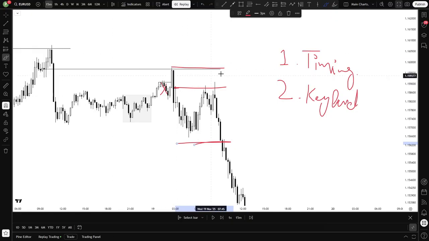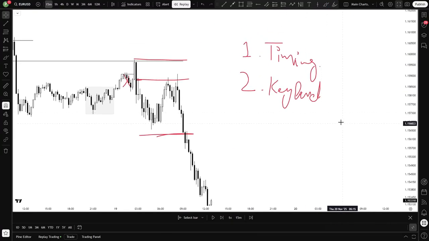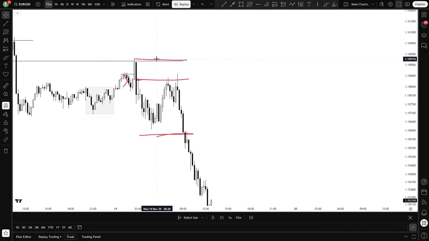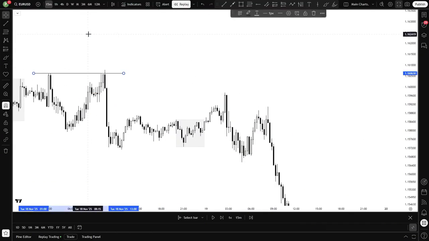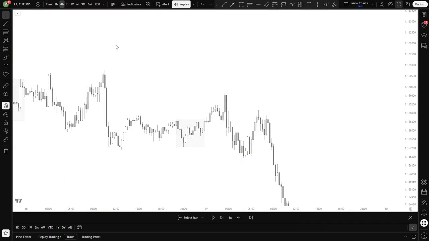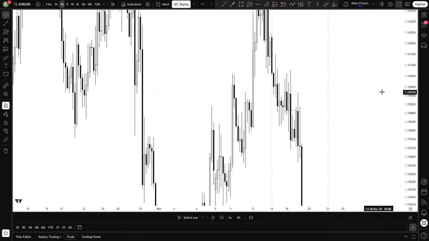Okay, now let me remove all of this, and let's get back to the 4 hour time frame, and let me show you the last trade that I took this week, which was on Friday.